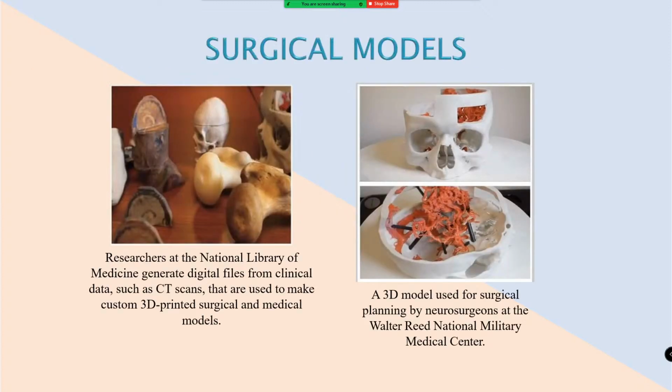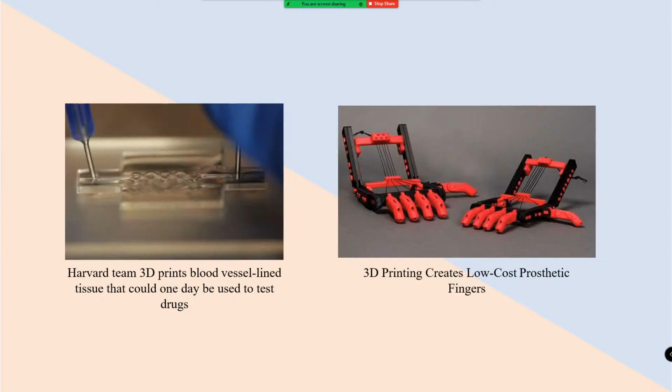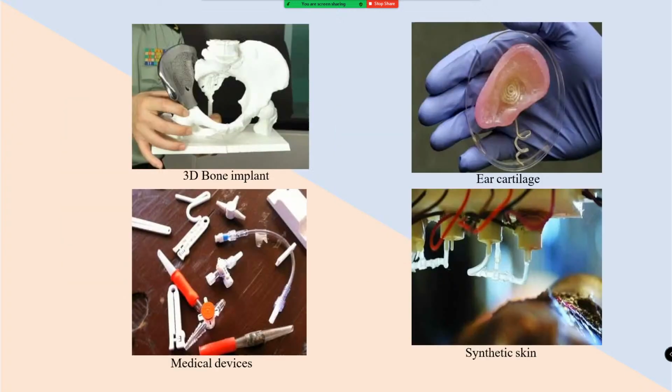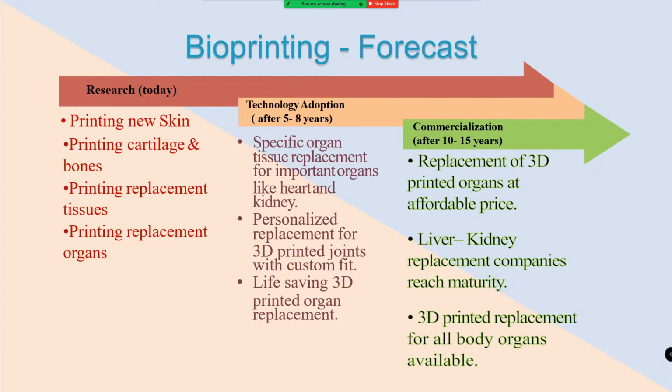Here you can see some surgical models that we can print with the 3D printer. Also some models, prosthetic finger, and 3D printed blood vessel lined tissue, a 3D bone implant, ear cartilage, medical devices, synthetic skins.